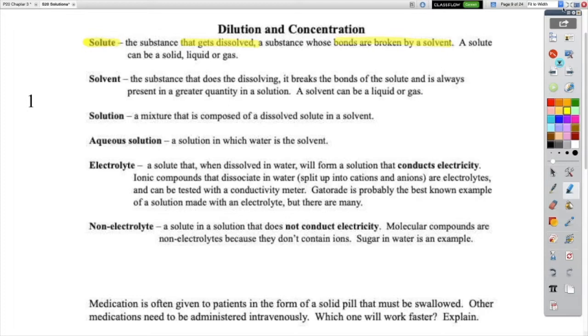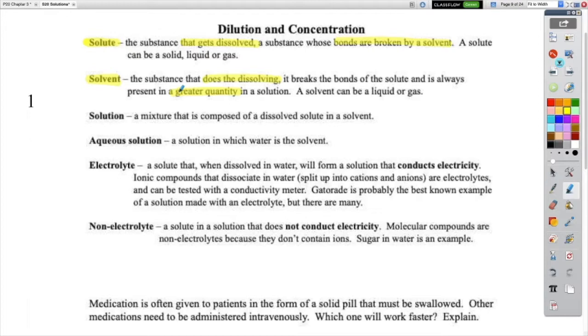Now the solvent is the other ingredient to make a solution. The solvent is the substance that does the dissolving. It breaks the bonds of the solutes, and it's always present in a greater quantity. That makes sense when we think about it. If I'm trying to make a Kool-Aid solution, I'm always going to have less sugar than water. If I keep pouring in sugar and sugar, eventually it's not going to dissolve anymore. It's going to be what we call saturated. It can't fit any more sugar in the water.